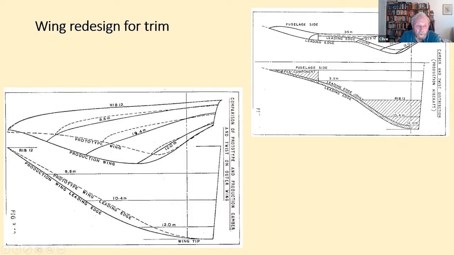But we also changed the camber, and instead of the rather substantial leading edge droop of the prototype, which was put there incidentally to hopefully improve the subsonic performance, because that gives you forward facing area. And in subsonic conditions, you can get suction on that forward facing area and get the drag reduction. But we had to give that away in order to get the supersonic trim correct.